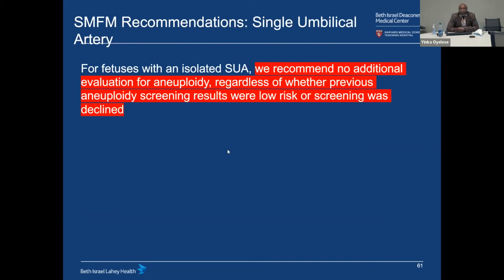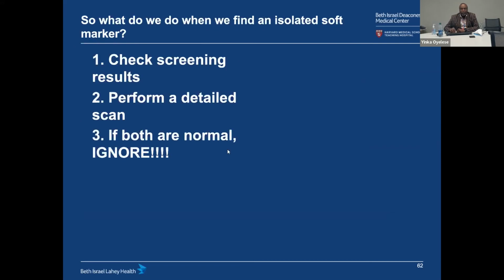For a single umbilical artery that is isolated, they recommend no further evaluation for aneuploidy, regardless of whether the screening was low risk or whether screening was declined, because single umbilical artery that is isolated is not associated with chromosomal abnormalities. So what do we do when we find an isolated soft marker?